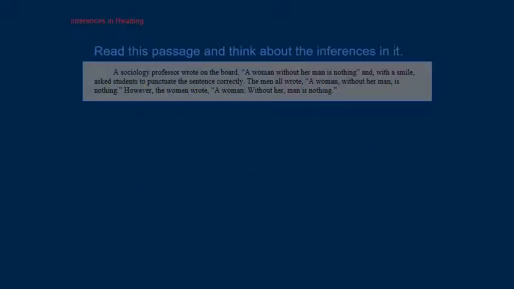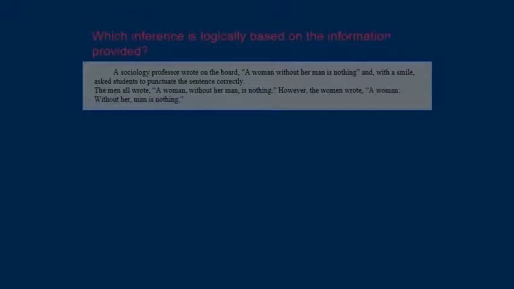Well, to check your understanding about inference, here I give you 5 seconds to read this paragraph. We have a short paragraph about a sociology professor. Which inference is logically based on the information provided? Is it A, that the professor did not believe students could punctuate the words correctly, or B, that the professor knew there was more than one way to punctuate the words correctly? Which one is correct? A or B? What do you think?